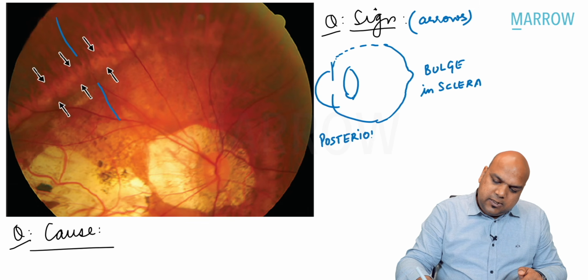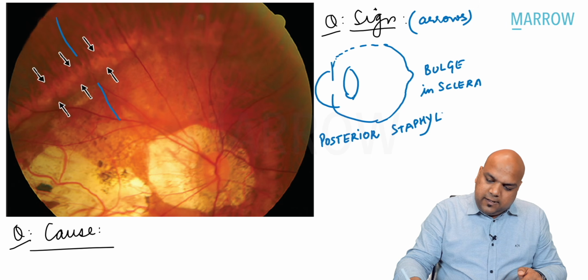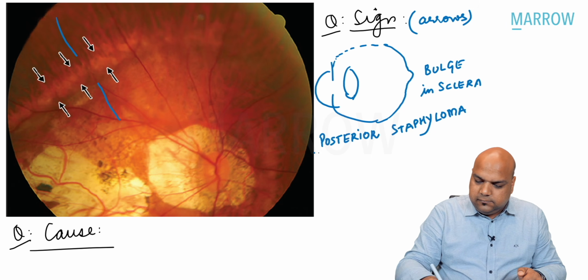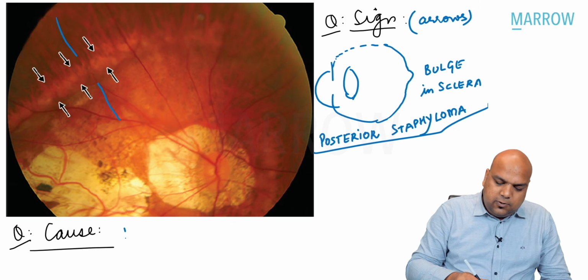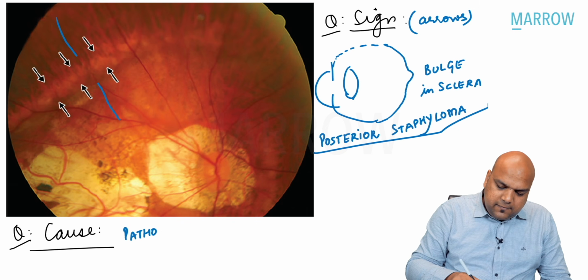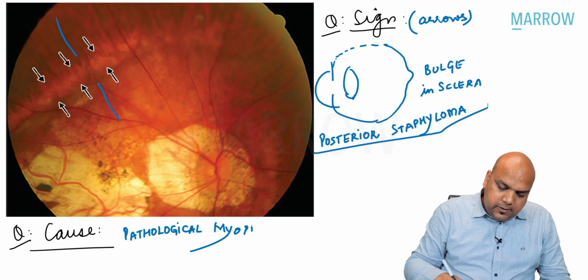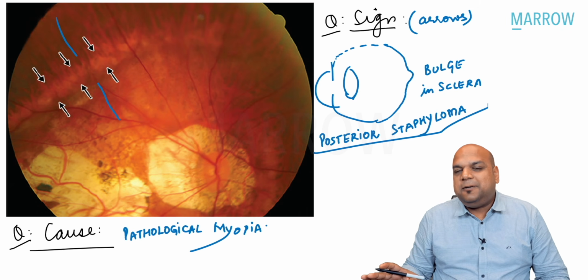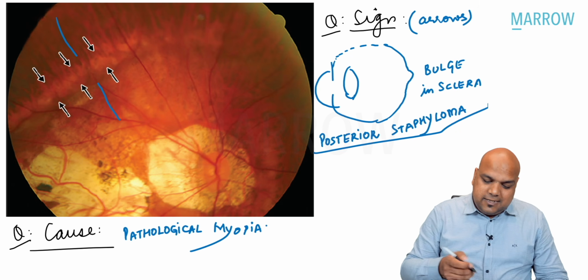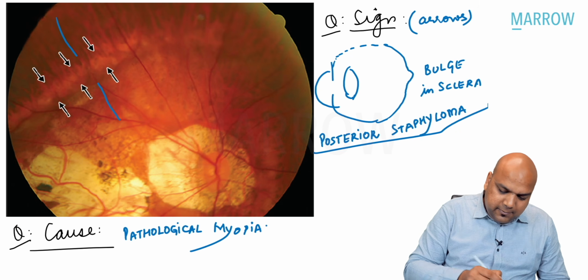It is posterior staphyloma. Now, if it is posterior staphyloma, what is the cause? The cause is pathological myopia. Yes. Posterior staphyloma is seen in pathological myopia. Does it justify my answer? Let me justify my answer.